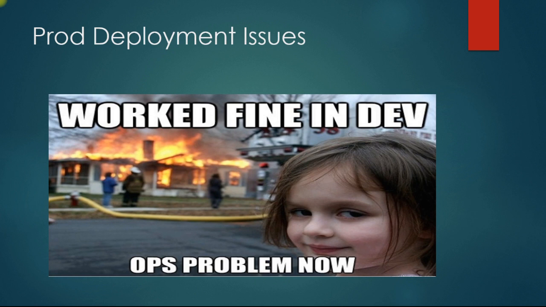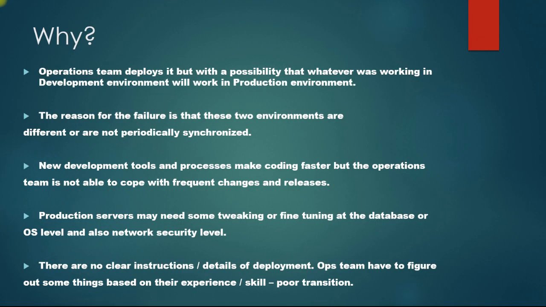And developers will be like, it's not our problem. We did our job. It's the operations problem because it's failing in production. Why? Why this finger pointing? Or the better question should be, why do such kinds of issues come? And we have to understand the operations team will deploy the product with the maximum possibility that it will work. The probability is it will work because it worked in the development environment, and that's the assumption. If it's working in the development environment, it will work the same in the production environment.